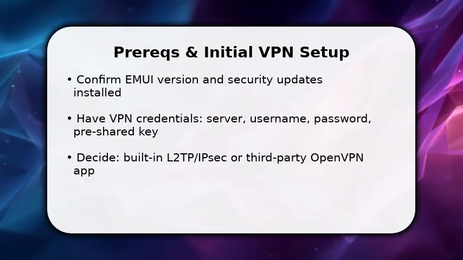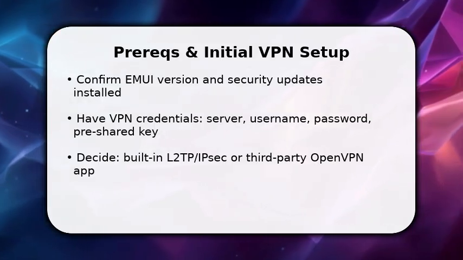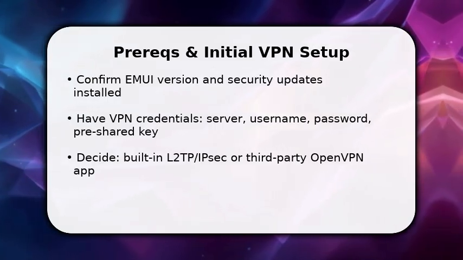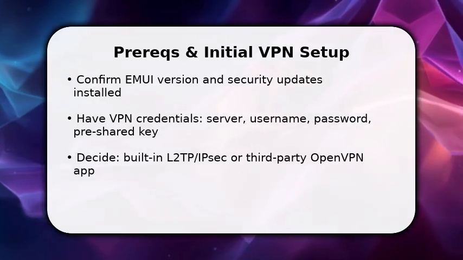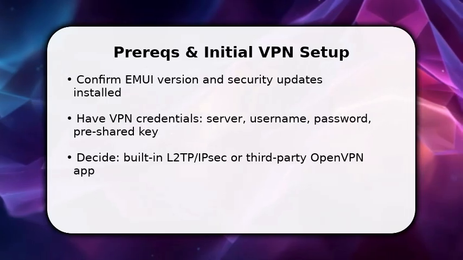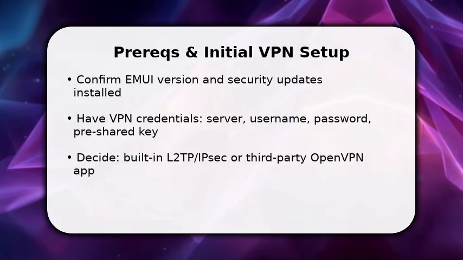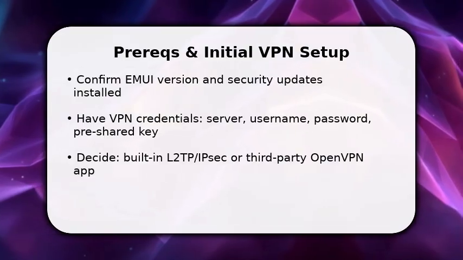You start by confirming your Huawei's EMUI version and that security updates are applied. This prevents connection quirks. Once done, get the VPN server address, username and password, plus any pre-shared key from your provider. Now decide whether to use Huawei's built-in L2TP/IPsec option for simple setup or install a third-party app like OpenVPN for more control.